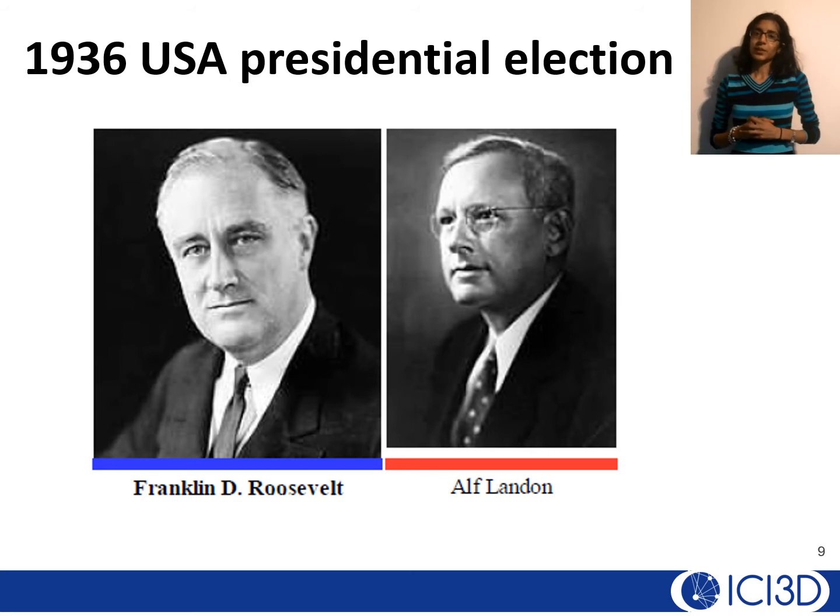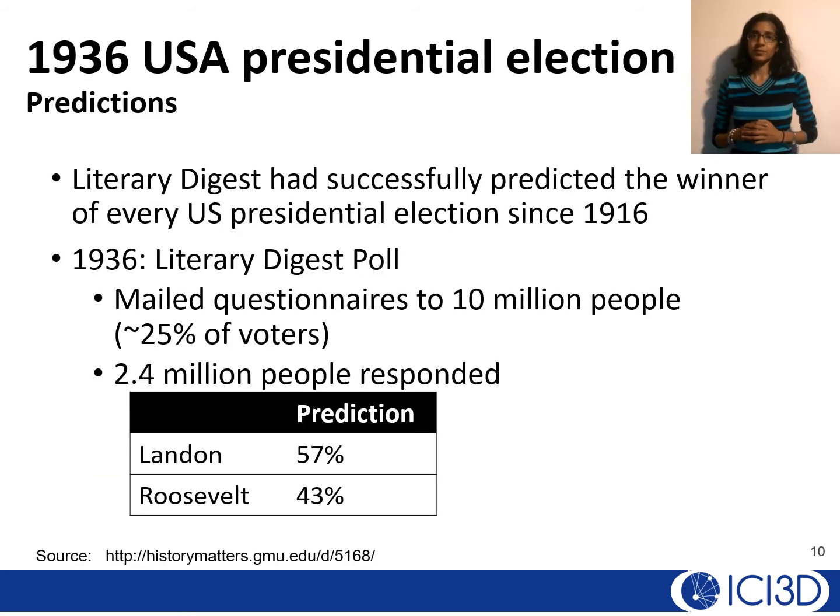This example is about the 1936 USA presidential election when Franklin D. Roosevelt ran against his contender, Alf Landon. The Literary Digest magazine had successfully predicted the winner of every US presidential election for the previous 2 decades, since 1916. In 1936, the Literary Digest poll was run, and questionnaires were mailed to 10 million people, which is about 25% of the voter population, and 2.4 million people responded.